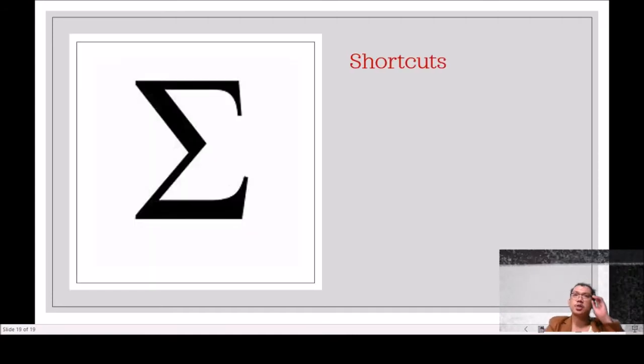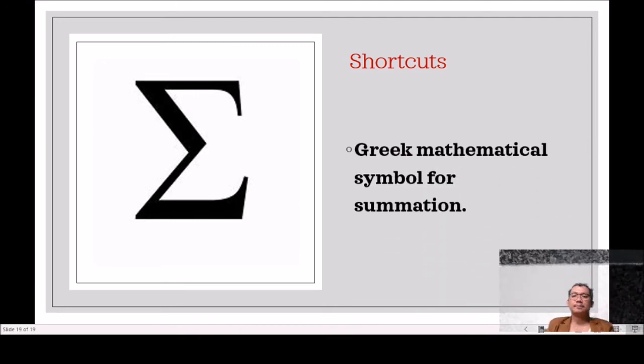Next, we have also shortcuts. It is a Greek mathematical symbol for summation. In a spreadsheet program such as Excel, there are a number of shortcuts available to make computations and writing formulas easy. So one shortcut to get an average is through the use of the Greek mathematical symbol for summation. You can find this shortcut under the Formulas or Home tab.